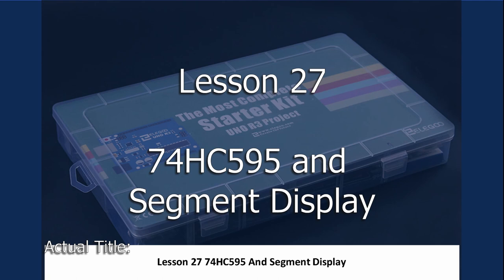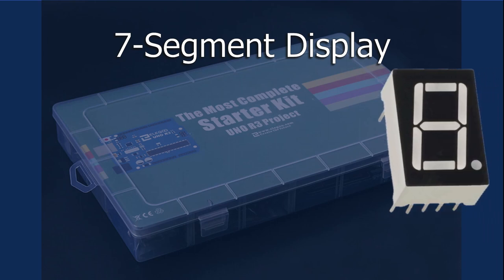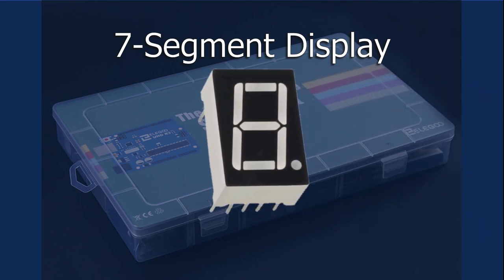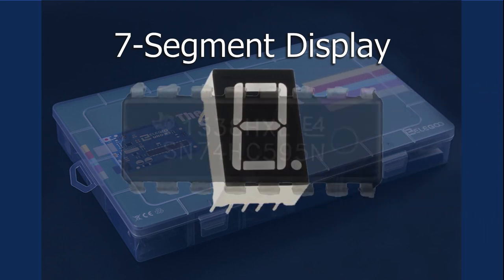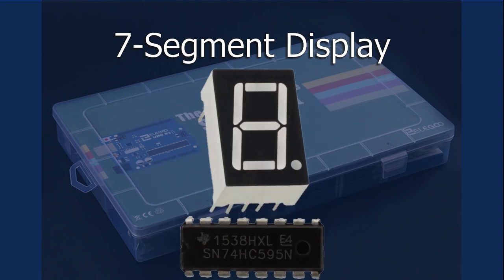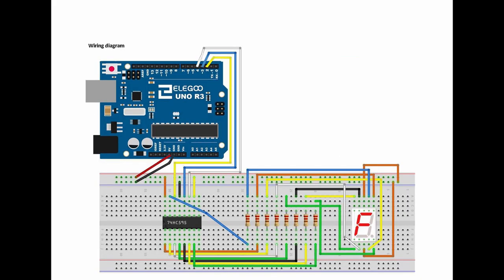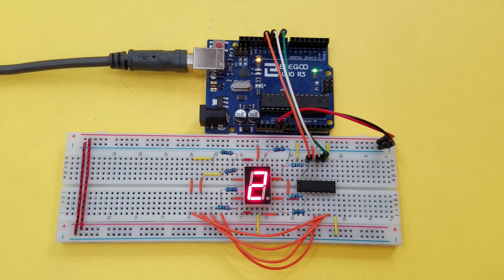74HC595, and the 7-segment display. In this lesson, we'll check out the Elegoo Kit's 7-segment display and how we can use the 74HC595 shift register to control it. We'll go over the tutorial circuit and modify it slightly to demonstrate the functionality.